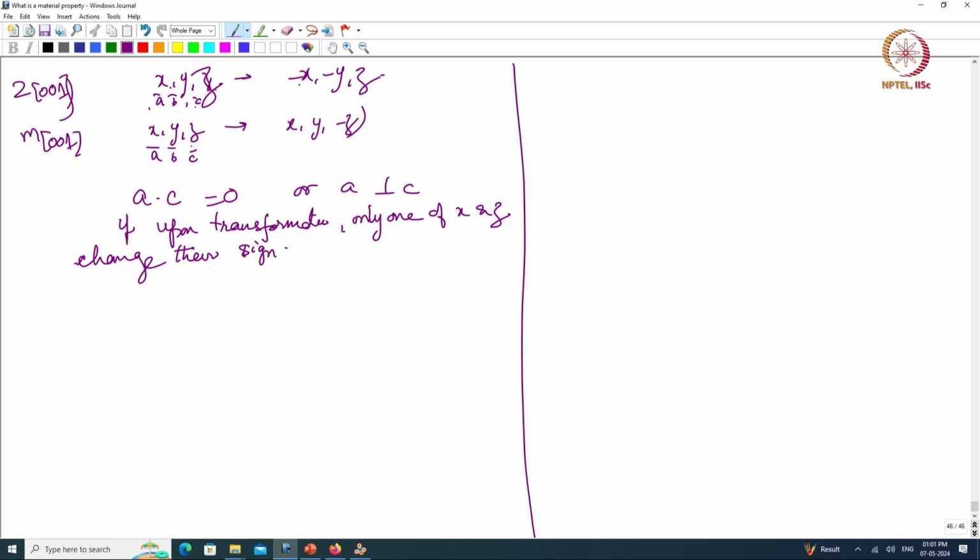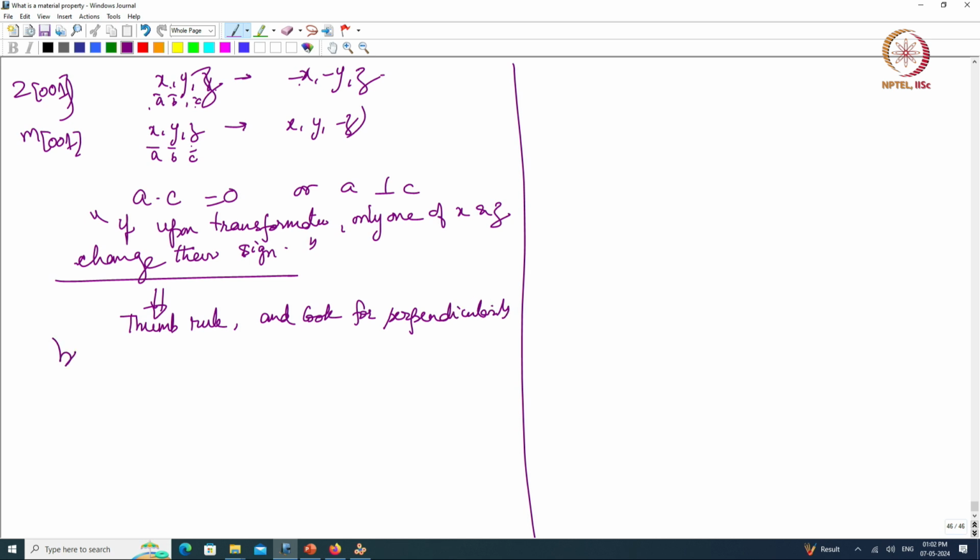For perpendicularity, from now on I am just going to blindly look at this. x goes to minus x, y goes to minus y. So, between x and y both of them are changing their sign, so there is no perpendicularity constraint. But x goes to minus x, z goes to plus z, so between x and z there is a perpendicularity, right. So, I am going to use this as my thumb rule and look for perpendicularity between the axes by using the above rule.